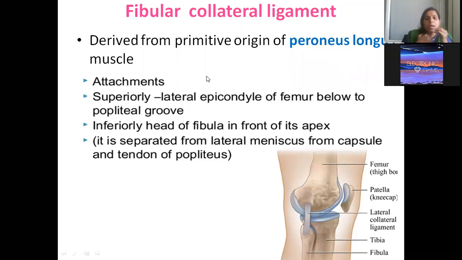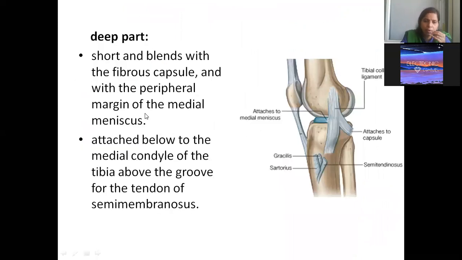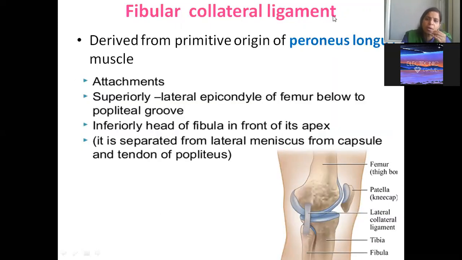And again, it's a remnant of the tendon coming from the peroneus longus muscle. Tibial collateral ligament was which muscle? Adductor magnus. Similarly, you should remember the fibular collateral ligament is peroneus longus. These are favorite questions of the examiners.